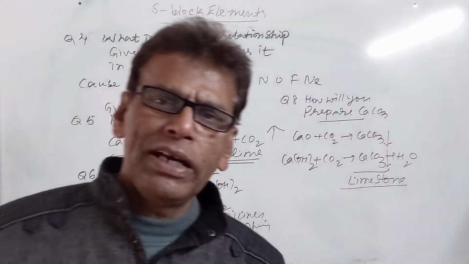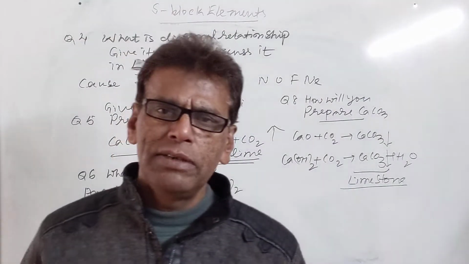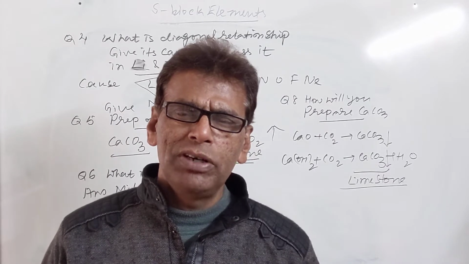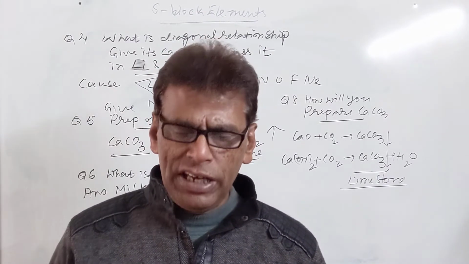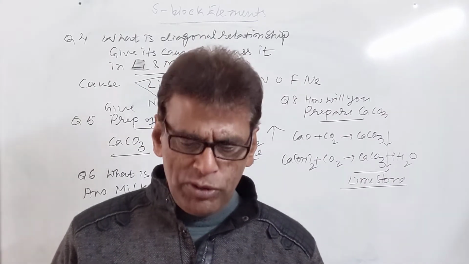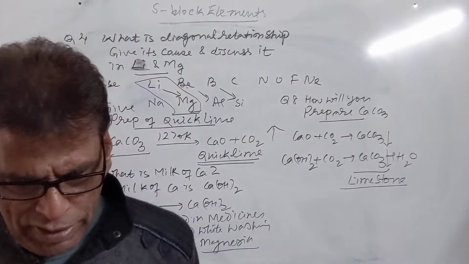What happens when magnesium is burnt in air? When magnesium is burnt in air, it combines with nitrogen and oxygen of the air, producing Mg3N2, magnesium nitride, and MgO, magnesium oxide.